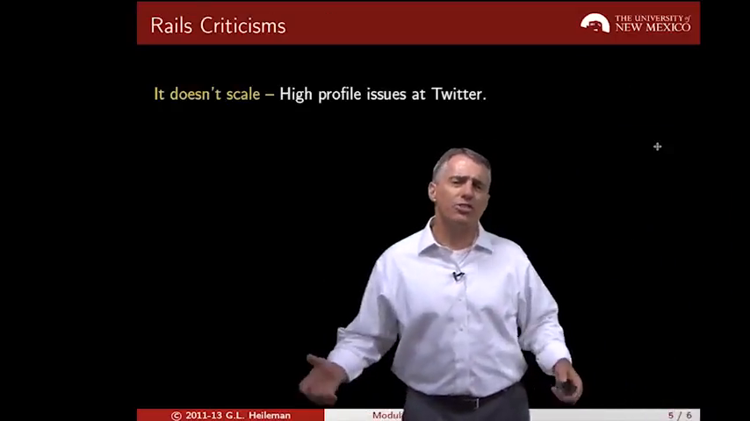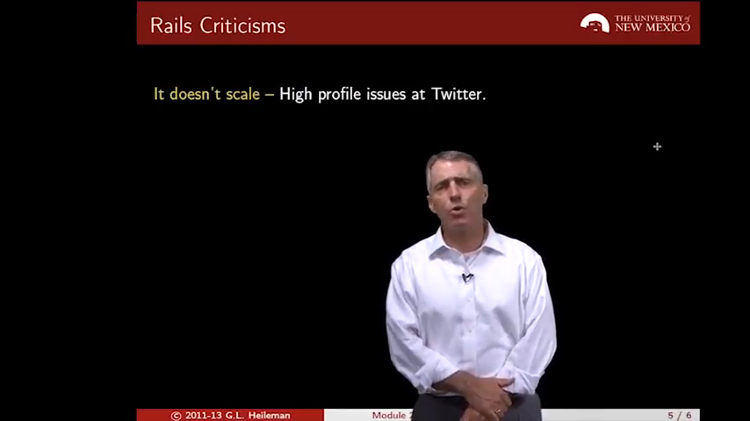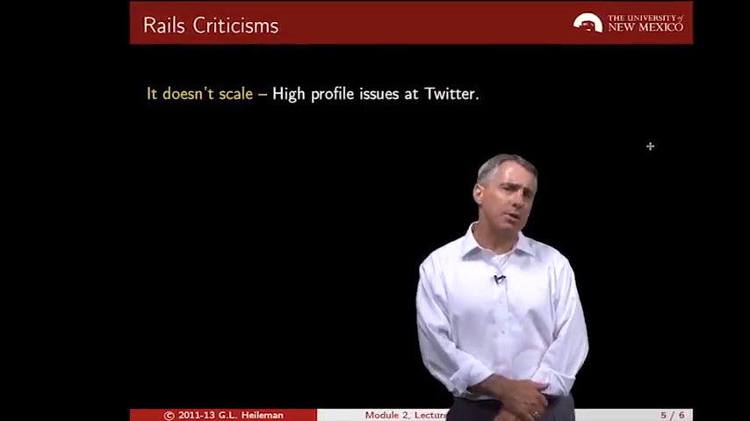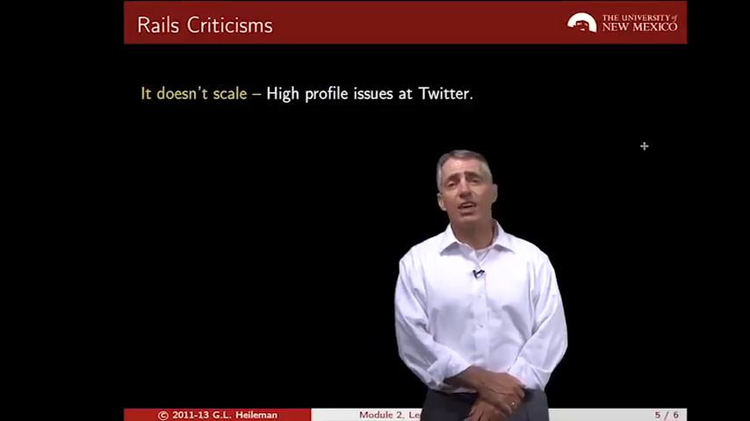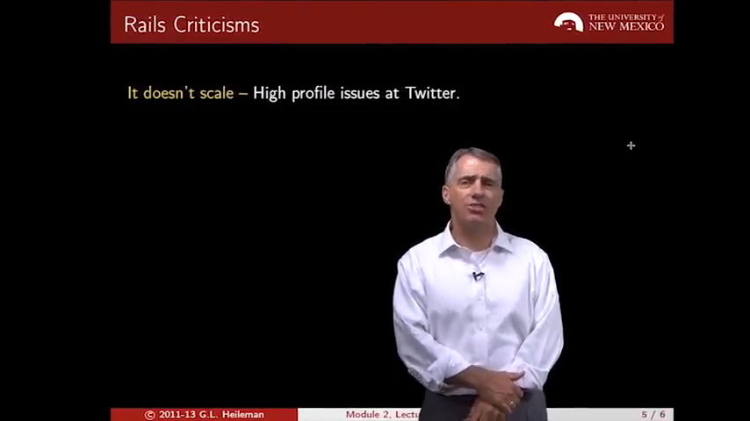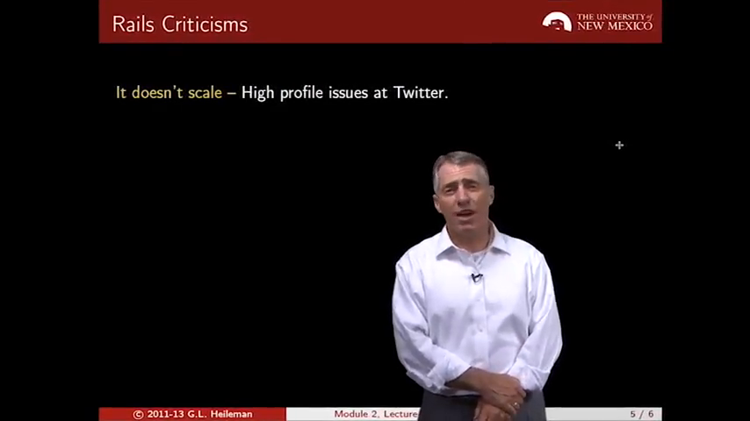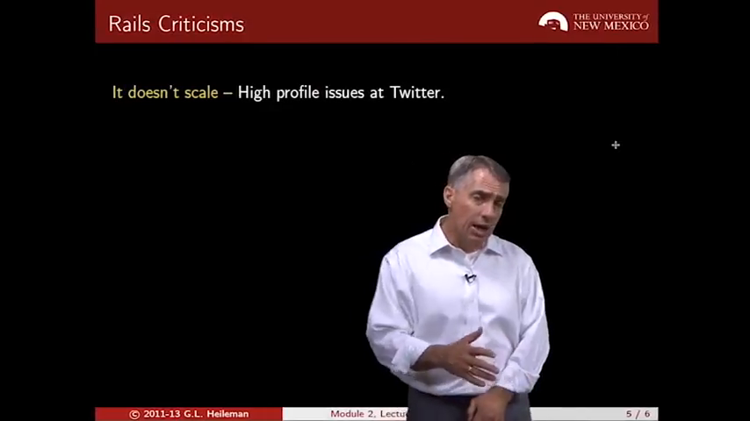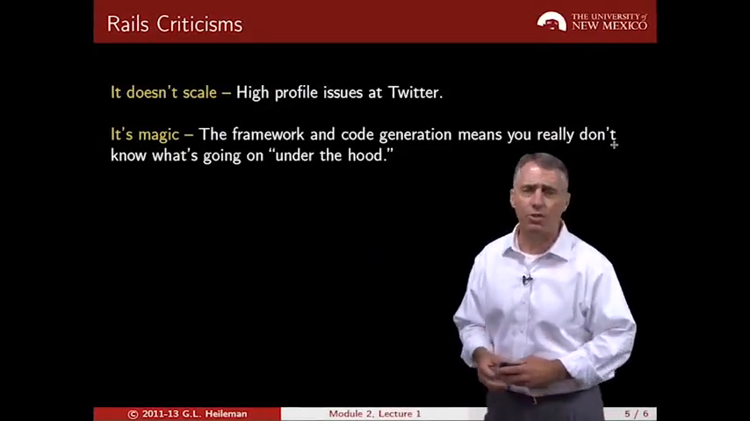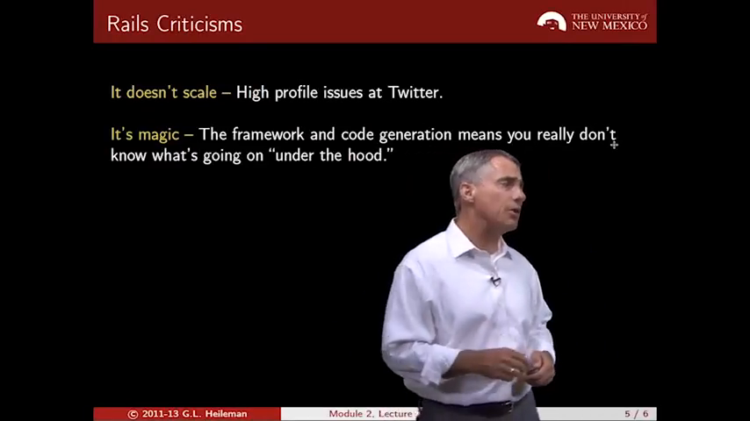Now, what are some of the criticisms associated with Rails? Well, there was a high-profile failure at Twitter, and because of that, it was said that maybe perhaps Rails doesn't scale as it should. It turns out that the architect who built this Twitter application did not fault Rails for that, that it was a horizontal scaling problem that would have happened for any programming language. Another criticism you hear is that it's magic. There are all of these code generators that you're using, and you don't really know what's going on under the hood, and that can be a problem.